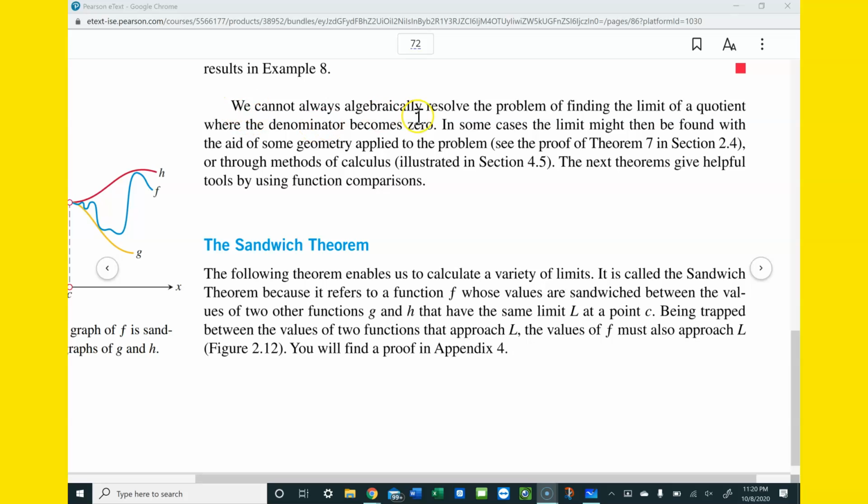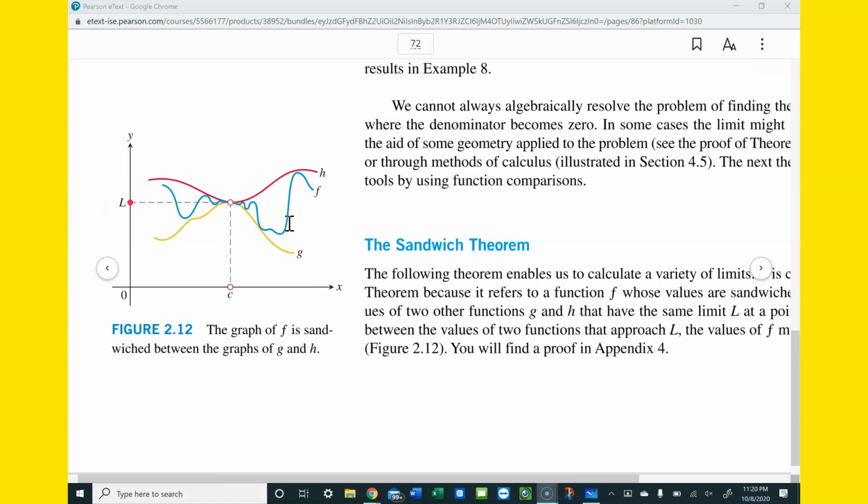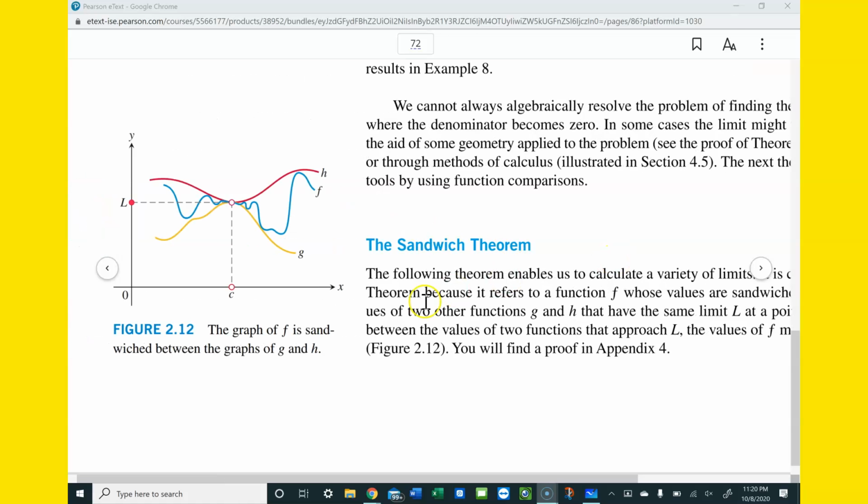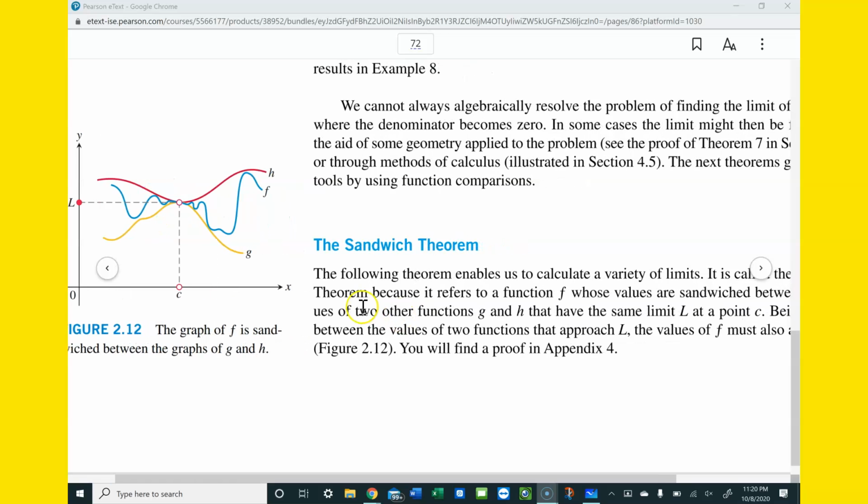All right, we cannot always algebraically resolve the problem of finding the limit of a quotient where the denominator becomes 0. In some cases, the limit might be found with the aid of some geometry applied to the problem, or through methods of calculus. The next theorems give helpful tools by using function comparisons. So we have this theorem called the Sandwich Theorem, and it says this.